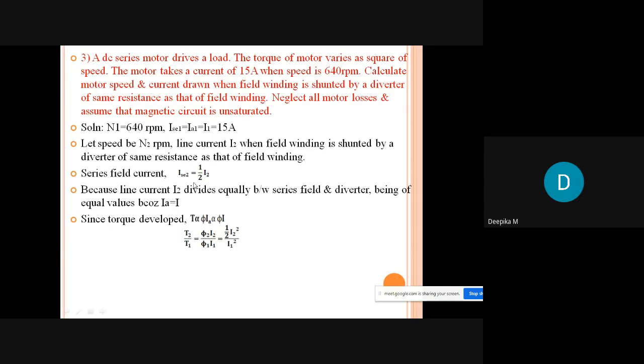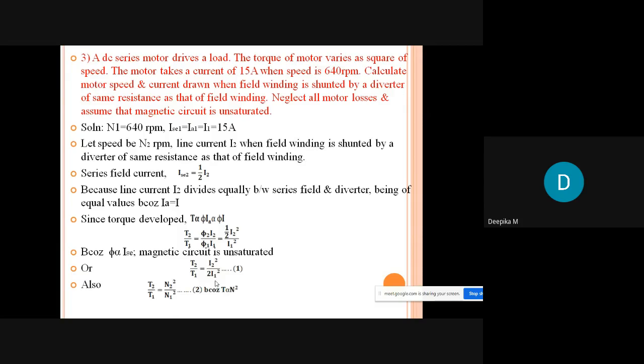Here, as we have connected the other winding across the series connection, it will become half of I2 square. Okay, hence we have written in this way, because phi is proportional to ISC and the magnetic circuit is unsaturated. So T2 by T1 will be equal to I2 square divided by 2 I1 square. Let this be equation 1.